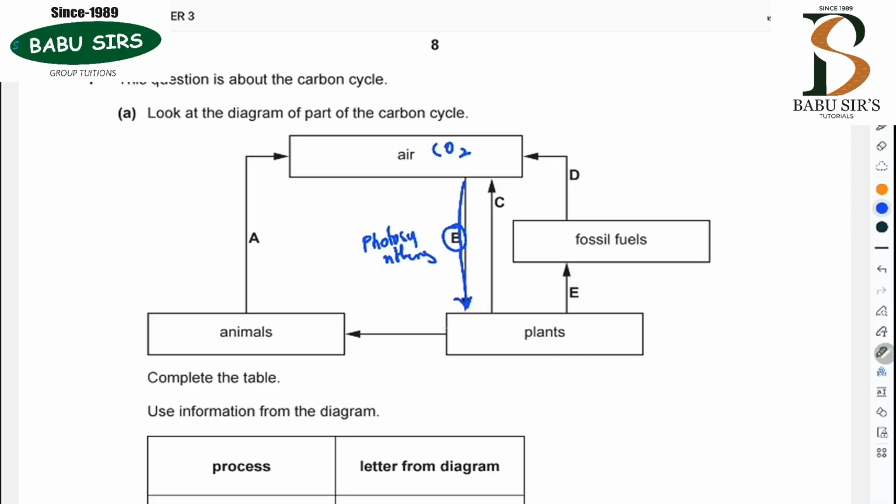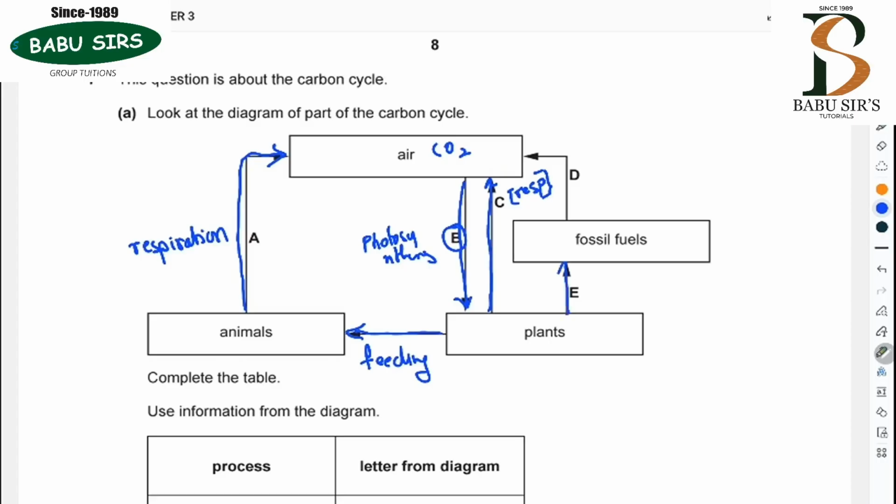Now plants are eaten by animals. This is called feeding. And animals do respiration, by which carbon dioxide is again returned to the atmosphere. So this A part is respiration. And plants also respire. So this C part is again because of respiration done by plants. Again CO2 is returned to the atmosphere.